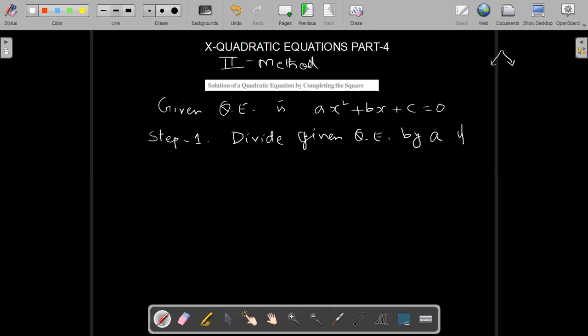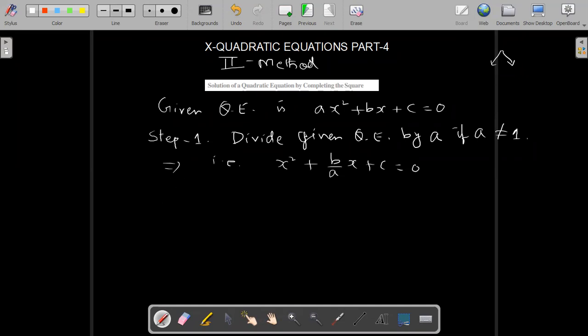If a is not equal to 0 and a is not equal to 1, then we will divide by that number. If a is 1, no need to divide. Then in step 2, when you divide it, it will become x square plus b upon a x plus c upon a is equal to 0.